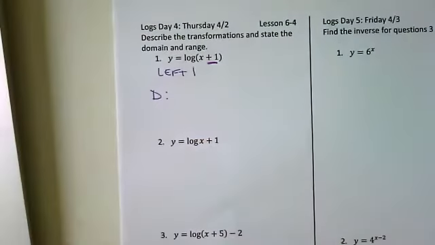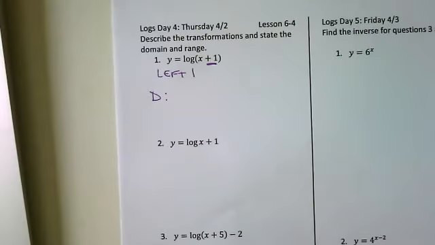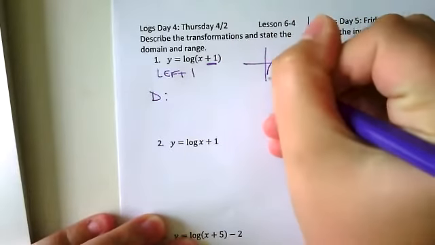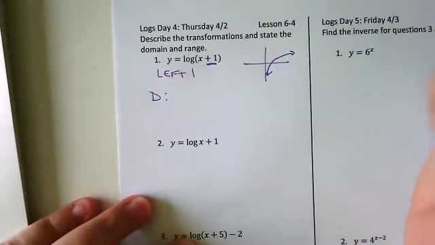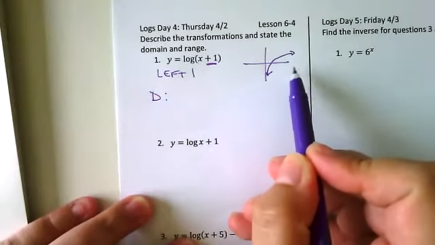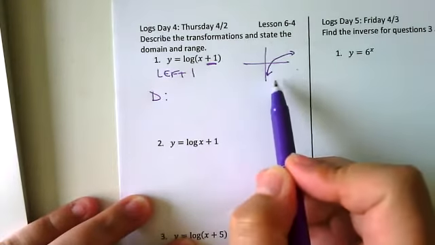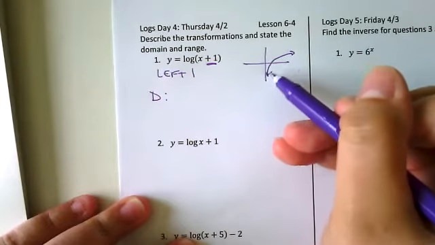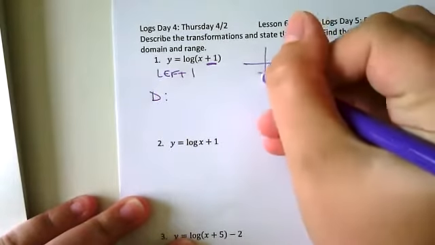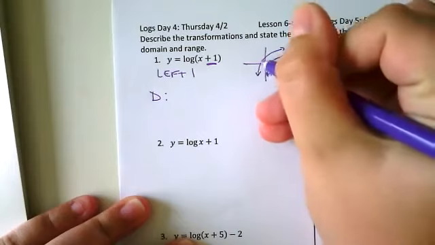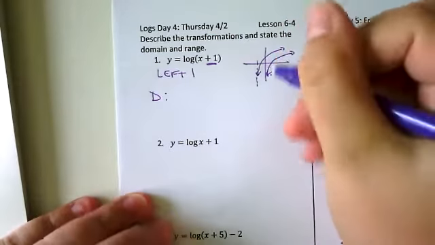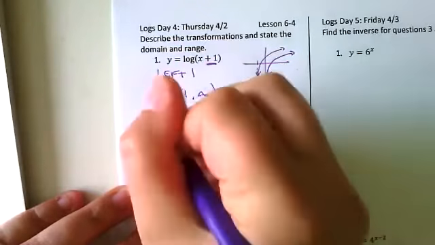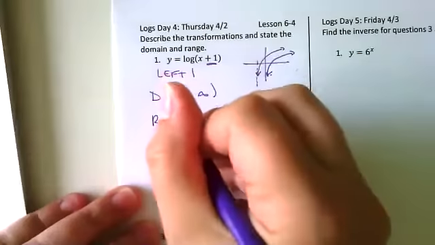And then for our domain, for log functions, this is what our function looks like. So the domain, which is our x values, goes from 0 to infinity, and then our range is all reals. So if I'm shifting left 1, instead of being at 0 right here, if I shift it left 1, I'm something like this. So now my domain is going to be from -1 to infinity. And then the range is still all reals.